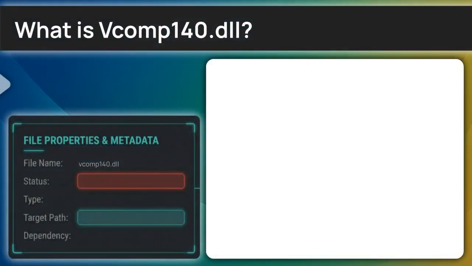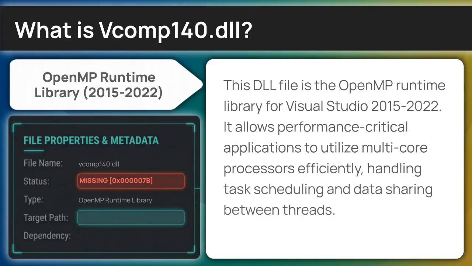This DLL file is the OpenMP Runtime Library for Visual Studio 2015-2022. It allows performance-critical applications to utilize multi-core processors efficiently, handling task scheduling and data sharing between threads. Knowing the file's purpose is helpful, but now we need to physically restore it.